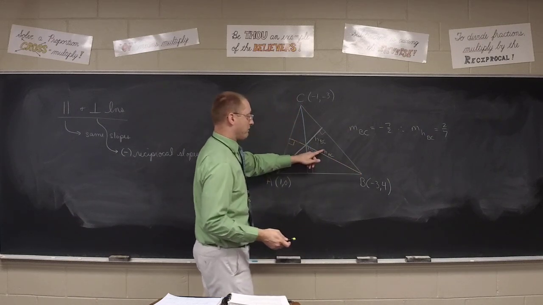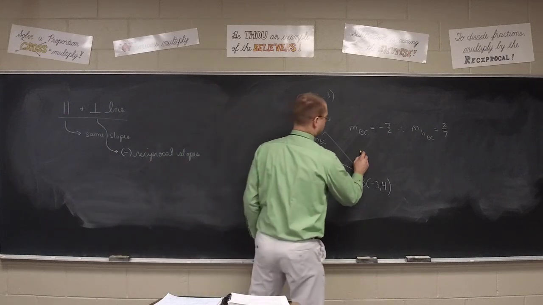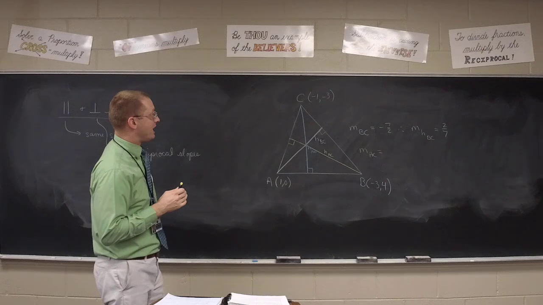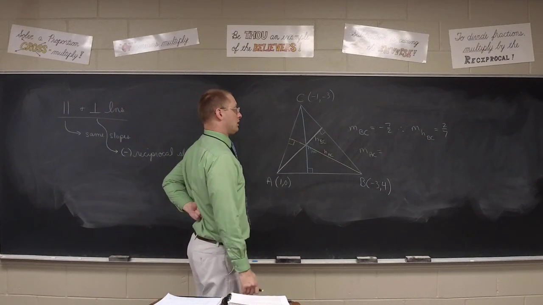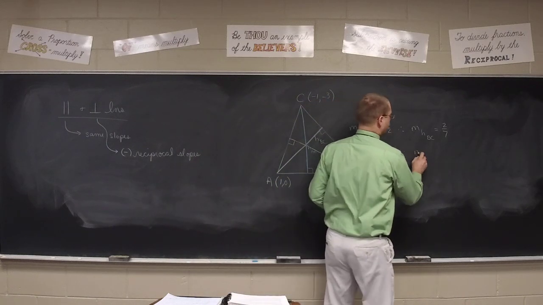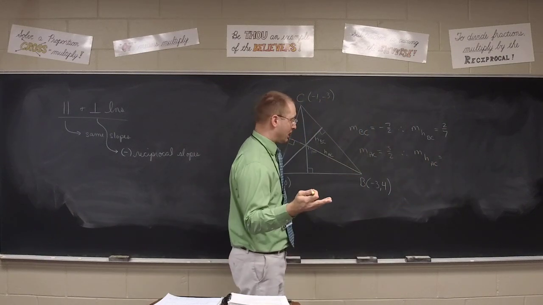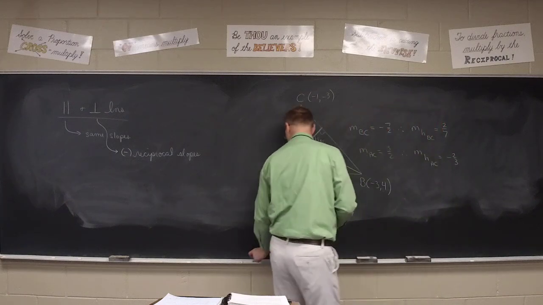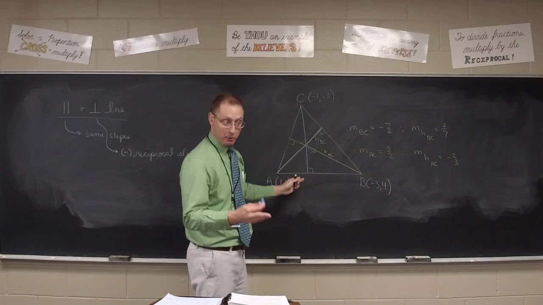Well, in order to find the slope of the altitude on AC, I first need to find the slope of AC. And what do we get for the slope of AC? 3/2. 3/2. So therefore, what is the slope of the altitude on AC? 2/3. Careful. Negative. Negative 2/3. Negative reciprocal slope.